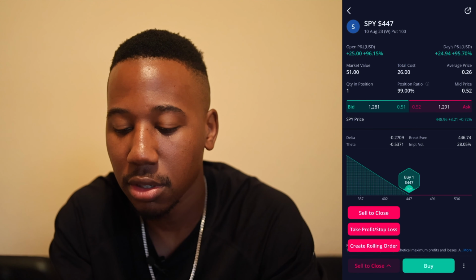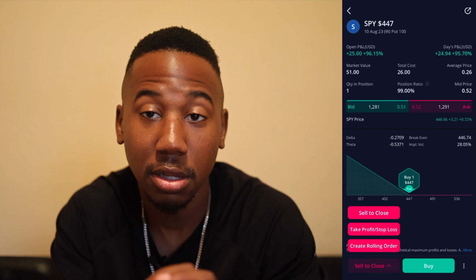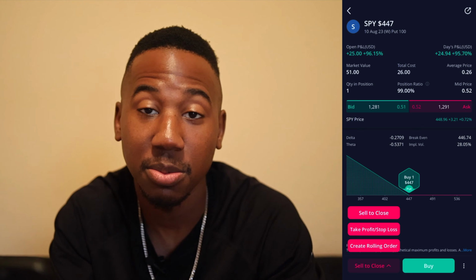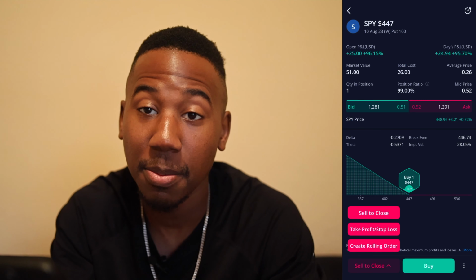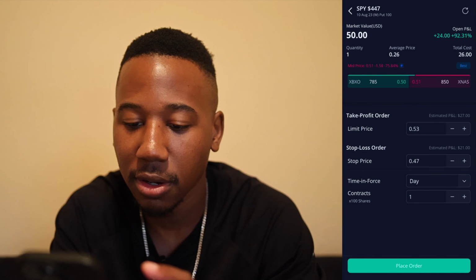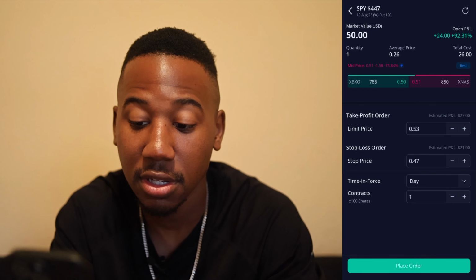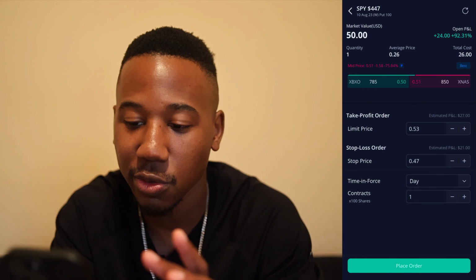In the bottom left corner, you see it says sell to close, take profit, stop loss, create rolling order. Before I clicked on anything, it said buy or sell. I clicked sell, and it gave me this option. From the screen, I would click take profit, stop loss, and it would bring me to this screen. Right here, you can see there is a take profit order price. There's a stop loss order price.